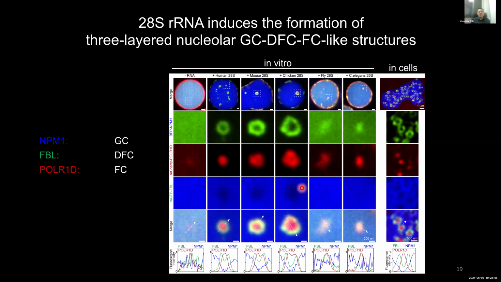At last, we would like to know whether 28S RNA is able to really induce three-layered nucleolar GC-DFC-FC-like structures. In order to answer this question, we provided one more protein, POLR1D, which is a component of the FC in cells. Then we did the in vitro reconstitution again. Again, you can see here that 28S RNA from those organisms can induce these three-layered GC, DFC, FC structures, but 28S RNA from fly and C. elegans cannot.